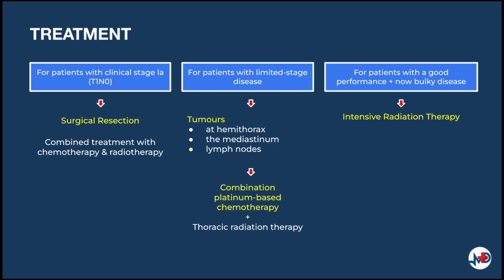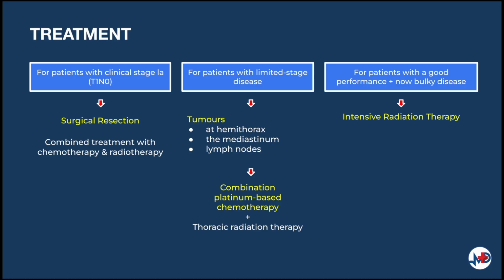Small cell lung carcinoma is characterized by rapid growth and early dissemination. Prompt initiation of treatment is hence very important. Patients with clinical stage 1A, which is T1 and N0, after standard staging evaluation may be considered for surgical resection, but combined treatment with chemotherapy and radiation therapy is a standard of care. Radiation therapy is often added at the second cycle of chemotherapy.